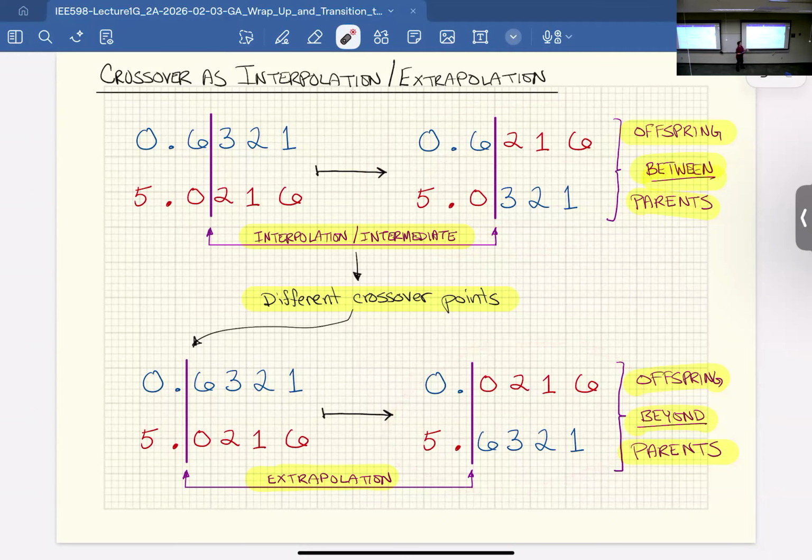I only get differences if the crossover operator happens to draw a line here. Then at that point, I break up the linkage between a 4 and a 2 and a 9 and a 6. So I get a 4, 6, and a 9, 2.